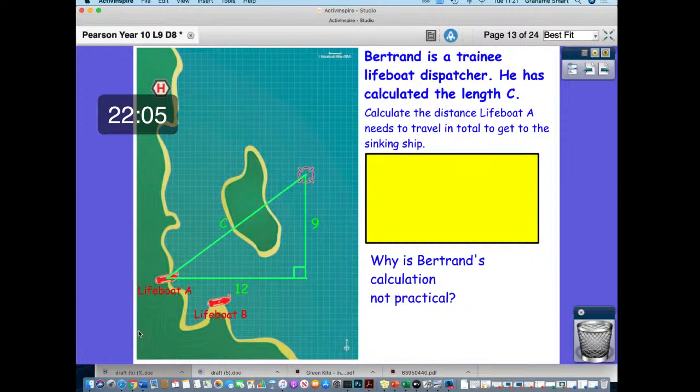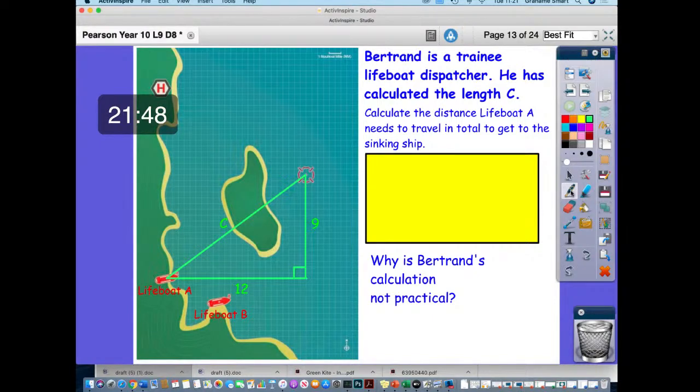What's interesting here as well, you can see that Lifeboat B looks closer than Lifeboat A. So why would you bother calculating Lifeboat A anyway? Well, Lifeboat A may travel faster. Even though it's further away, it may get there quicker than Lifeboat B. Similarly, we'll get to the helicopter in a minute. The helicopter could well get there before either of the lifeboats, even though it's further away. So it's not just about the distance, it's also about how quickly you can cover that distance to get to the scene.